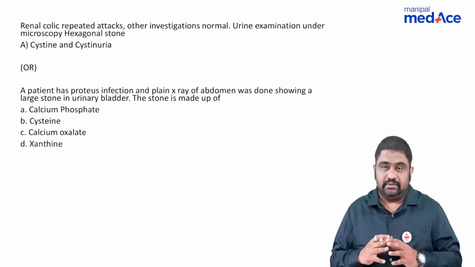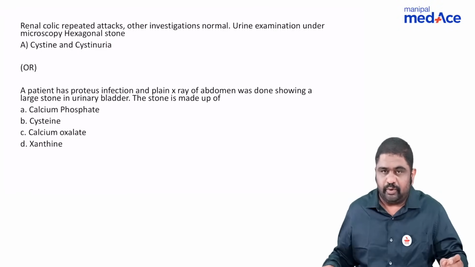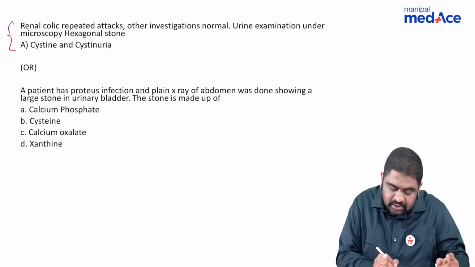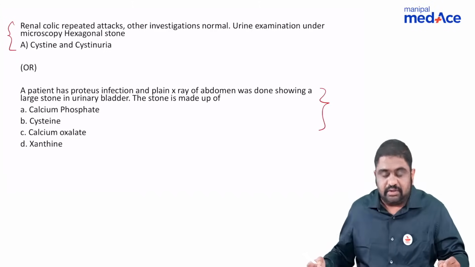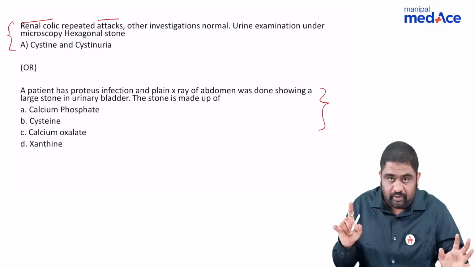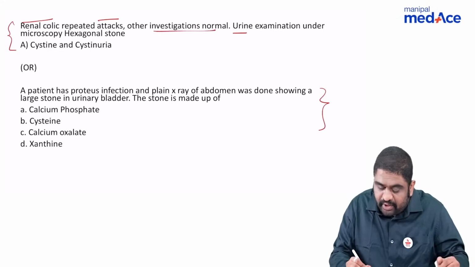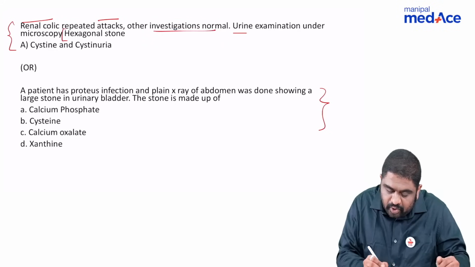Now, this question, I can treat it as a combination of both biochemistry and microbiology because of urine stones. Now, look at the top part, this is biochemistry. Look at the bottom part, this is microbiology. A renal colic case, repeated attacks of the colicky nature is noticed. Other investigations are normal. When you go for urine examination under microscopy, hexagonal stone is seen.